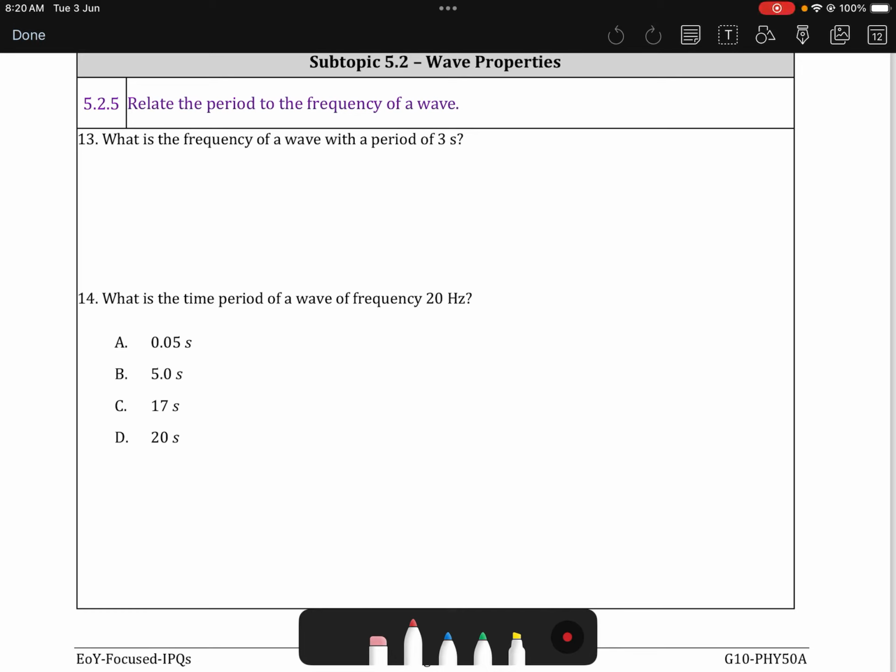Bismillah ar-Rahman ar-Rahim. Let's start with term 2 questions. Now, what is the frequency of a wave with a period of 3 seconds? We know that frequency equals 1 over the period. Frequency equals 1 over 3, so frequency equals 0.3. The unit is hertz, which is equal to second to the power minus 1. Anyway, it's hertz.